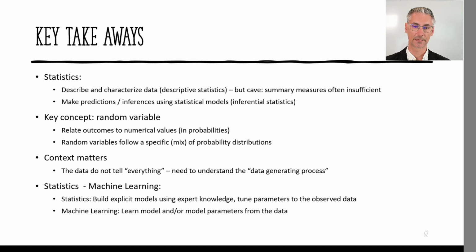Context matters. Remember our experiment discussion about the student and the 12 questions. The data do not tell everything. We need to understand the process that generates the data. We need to understand the context to make the right choices about how we evaluate the data. A key aspect about statistics versus machine learning: in statistics, we build an explicit model using our expert knowledge and tune the parameters using the observed data. In machine learning, on the other hand, we learn the model from the data, including the parameters.